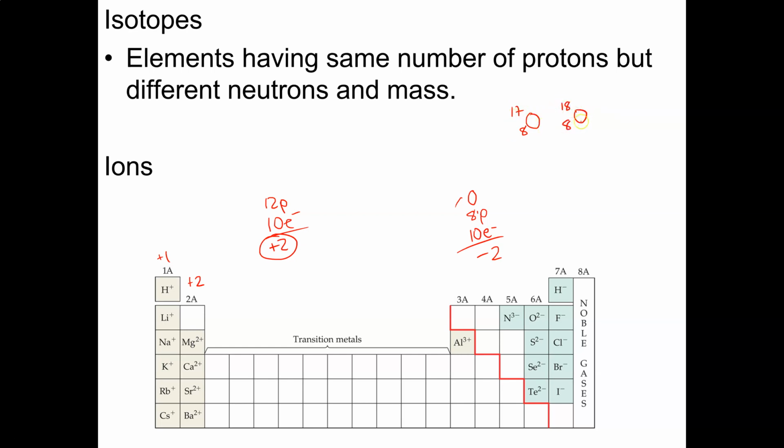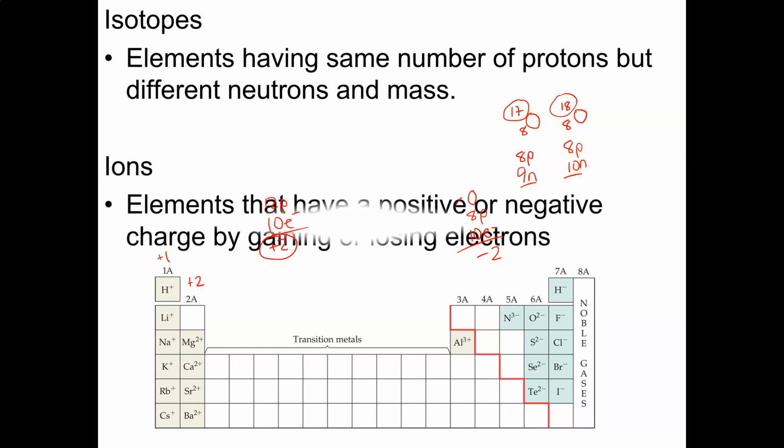Notice the only difference between these two oxygens is their masses. And why are the masses different? Because they have a different number of neutrons. So neutrons plus protons make up these masses. Here we have 8 protons and 10 neutrons, because 10 plus 8 gives you your 18. Here we have 8 protons and 9 neutrons. So you can see the difference between isotopes is they have a different number of neutrons and also different masses.